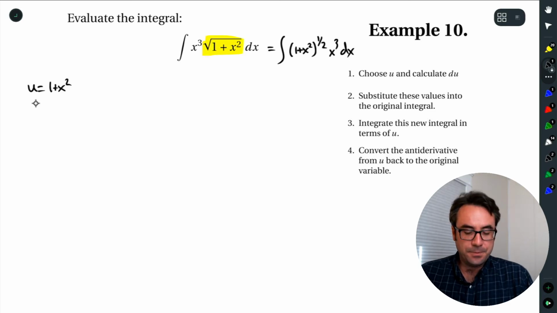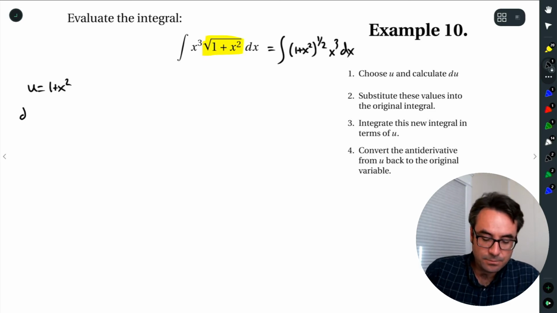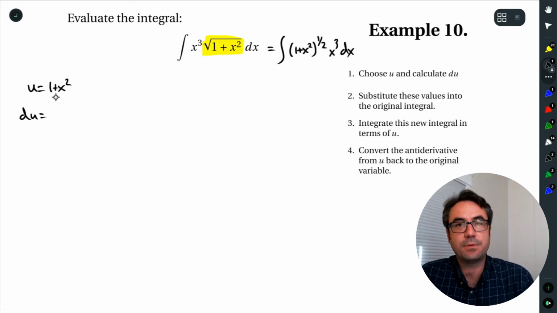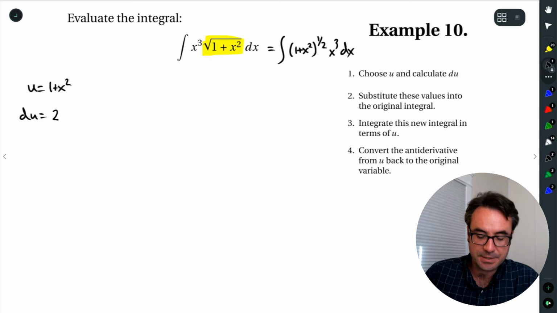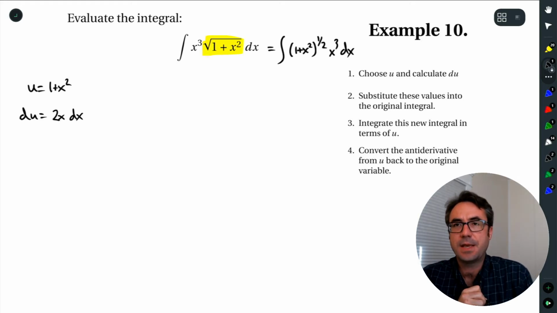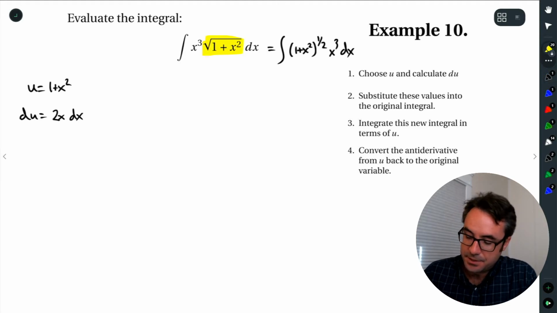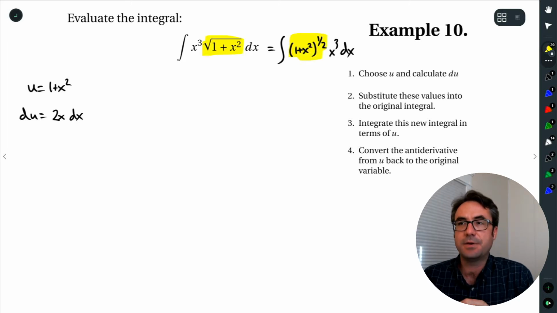Well, we picked u, so now our hand is forced. Now we calculate du. What's the derivative of 1 plus x squared? That's just 2x, and then we multiply by dx. And like we said, this term, 1 plus x squared raised to the 1/2, is going to become u raised to the 1/2.